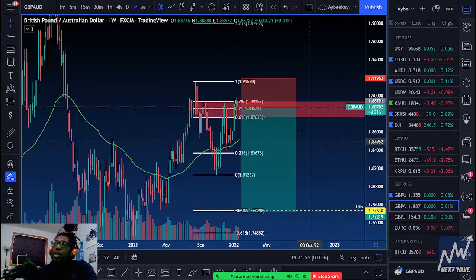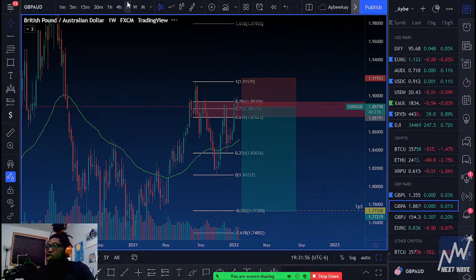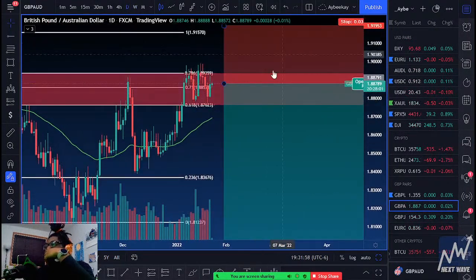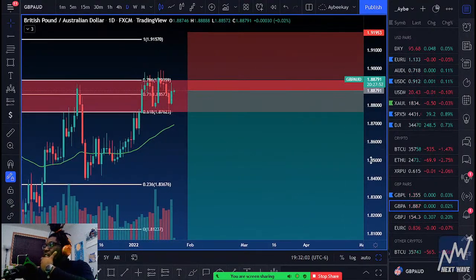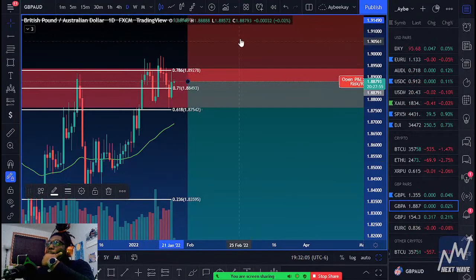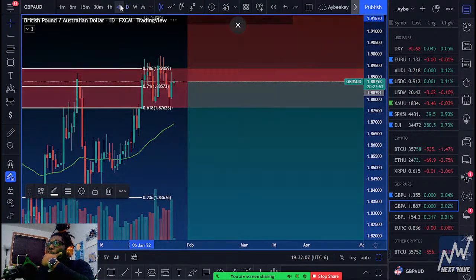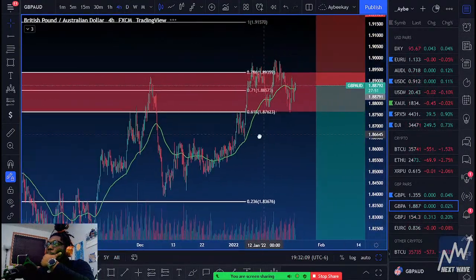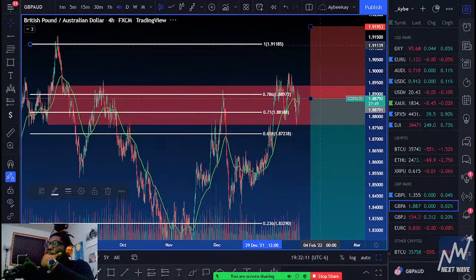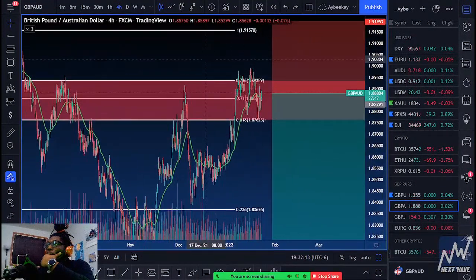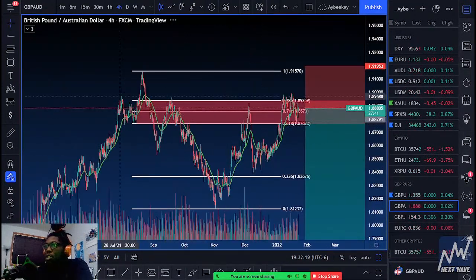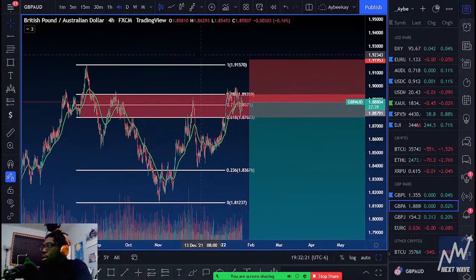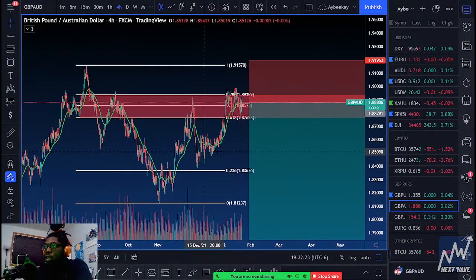I'm not crazy over the weekly. That's my only issue at this point in time. But I do like that it's still rejecting off of this zone very nicely like this. Yeah, let's do it. Why not? I'm going to take this for a swing. See how long it's going to take.